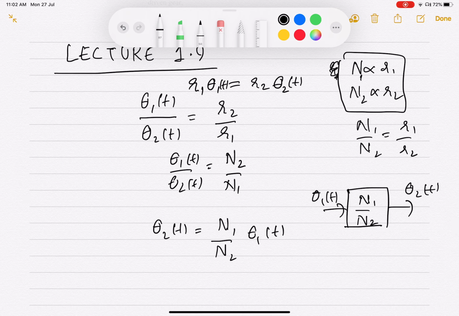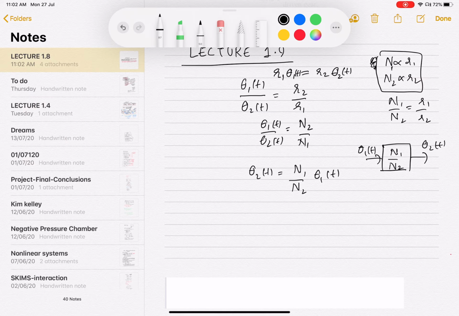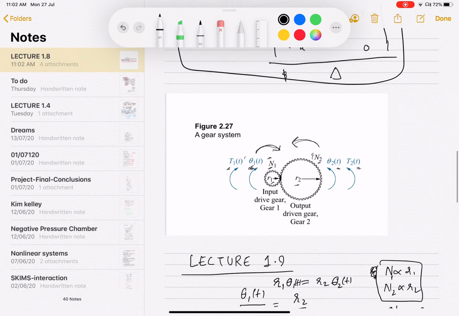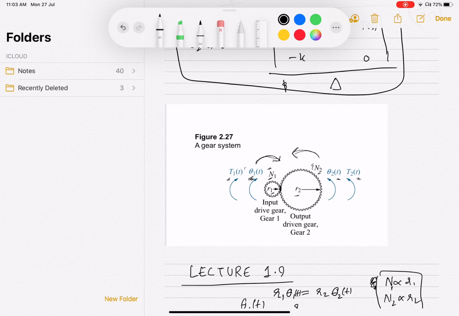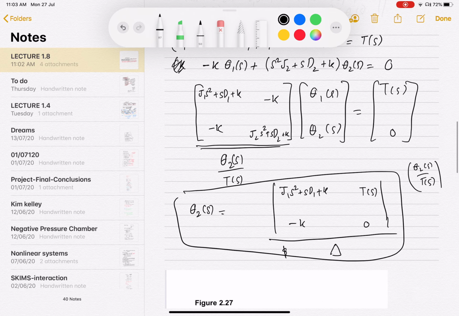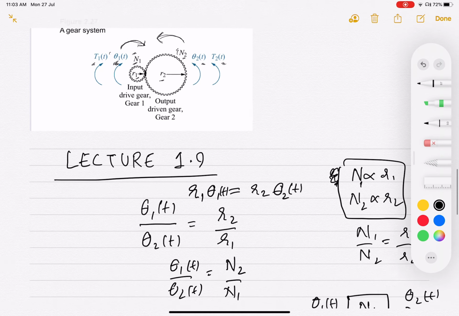When you have this relationship for theta 1 and theta 2, you can also have a similar relationship for omega 1 and omega 2, because we are assuming that these two displacements are taking place in the same time. So what you're basically saying is that you're moving the smaller gear by a distance of theta 1(t) in time t.